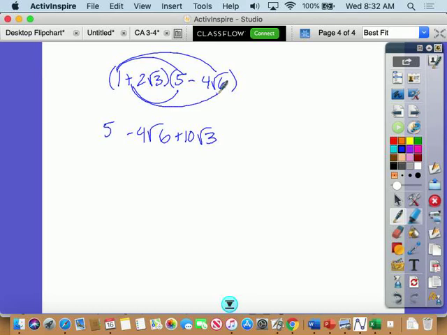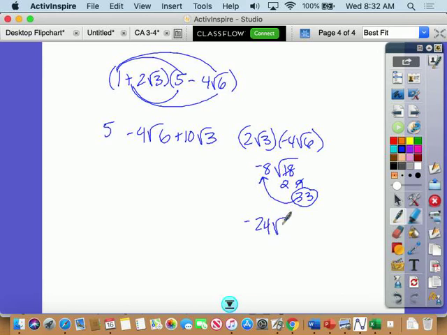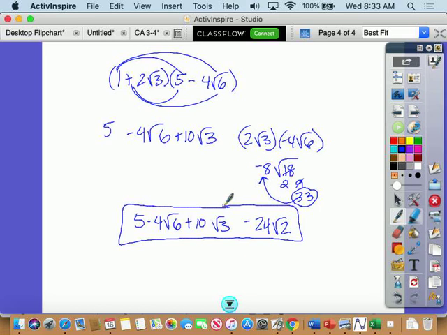But then this one, you would have 2 square root of 3 times negative 4 square root of 6 for this last term. That would be negative 8 square root of 18, which can then be broken down, and a 3 taken out. So you end up with just a really long answer, because none of those are like terms or like radicals. And that's okay.